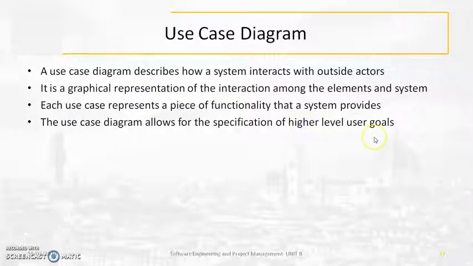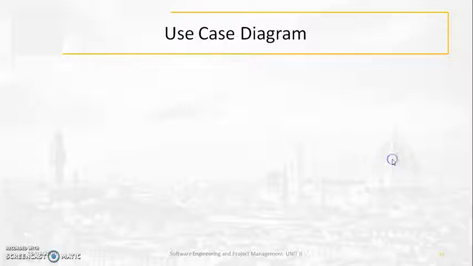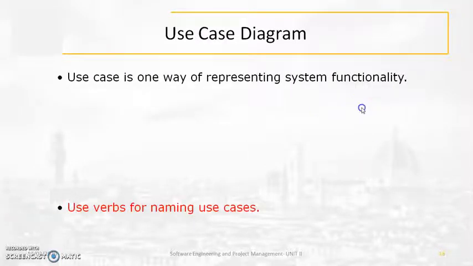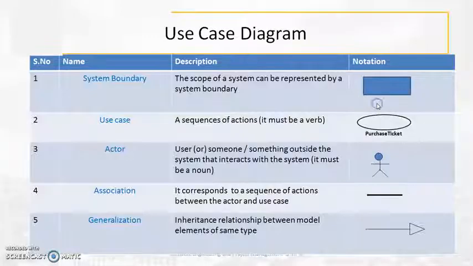So the use case diagram describes how the system interacts with the outside actors. This is a graphical representation of use cases, and the actors are shown by considering the functionality of the system. So it consists of boundary, actors, use cases, and their relationships. Use case is one way of representing system functionality. Use case refers to system behavior and functionalities. We also consider the set of activities which produce some output from a given input.